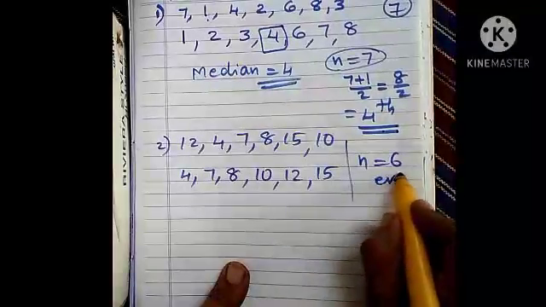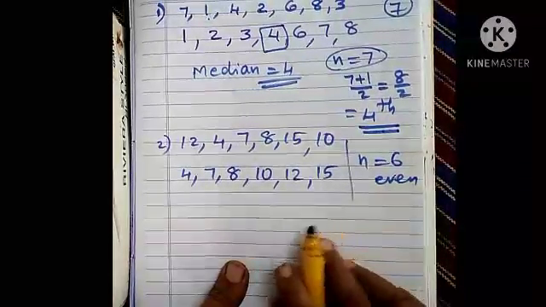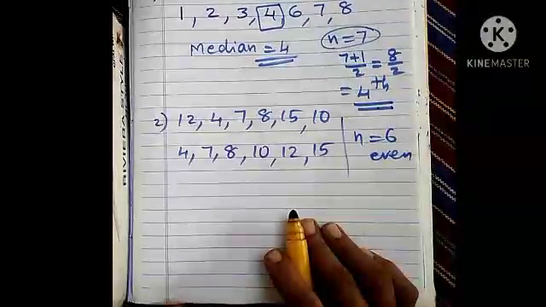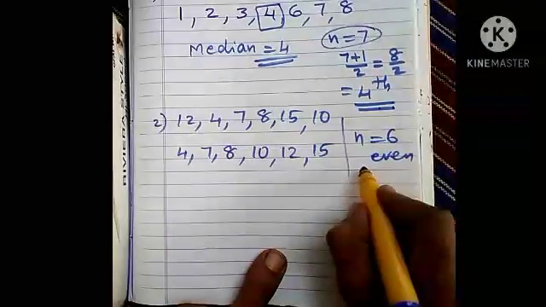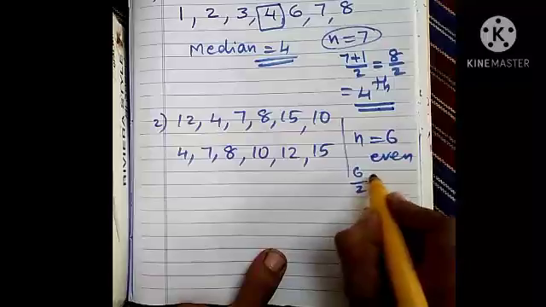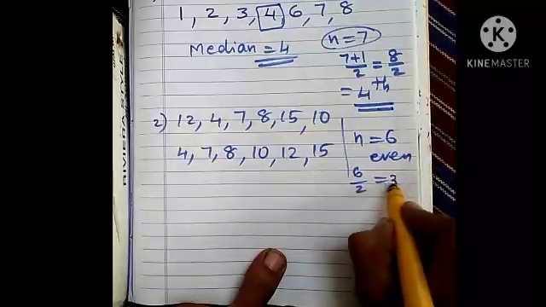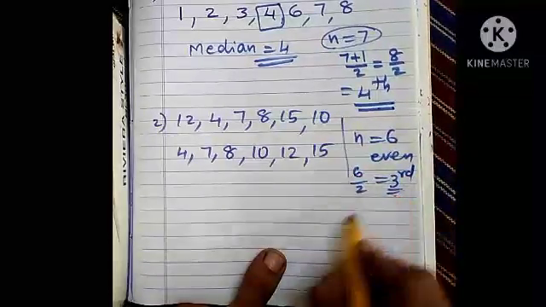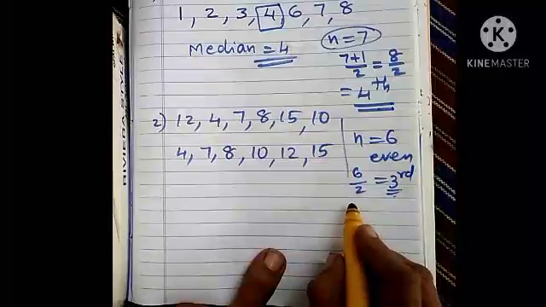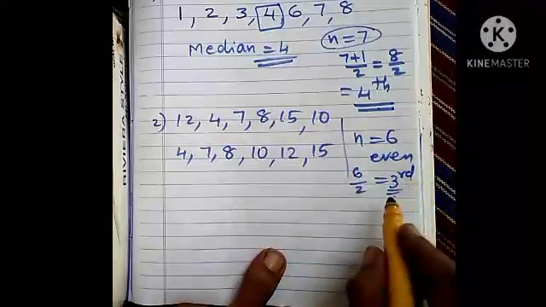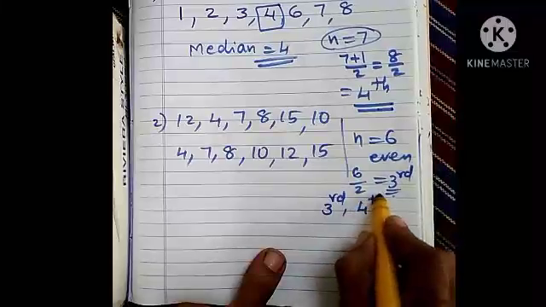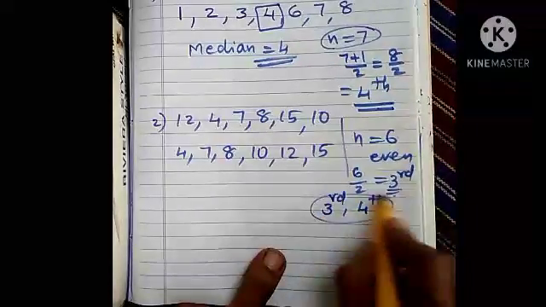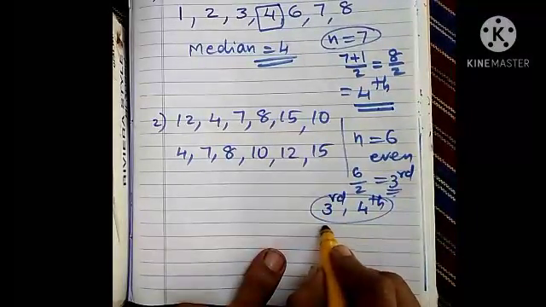Means n is even. If n is even, we know that two numbers will be there in the middle. So how can we find it? Select n by 2. That is 6 by 2, which means 3. That is the third observation, and the next observation. N by 2 plus 1 means the third observation and fourth observation we are finding. Third and fourth observations, you are selecting the average.